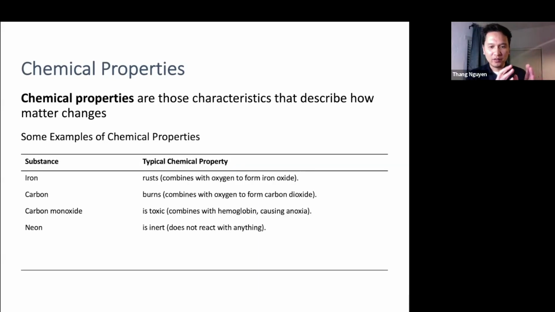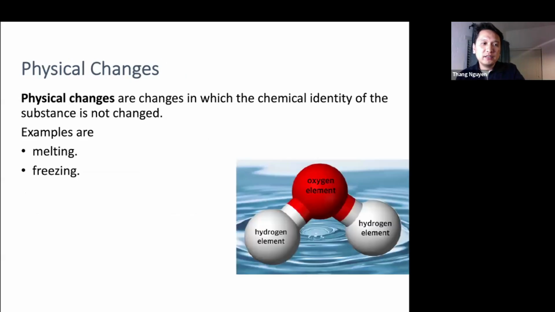A chemical change happens when your substance becomes a different substance. For example, iron becomes iron oxide. So that's a chemical change. I don't know what happened to that slide, but when you change in identity, you have a chemical change. Whereas when you only change in your state, that's called a physical change. Your identity stays the same.